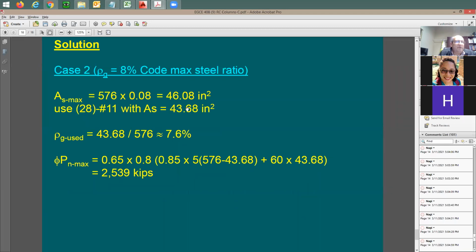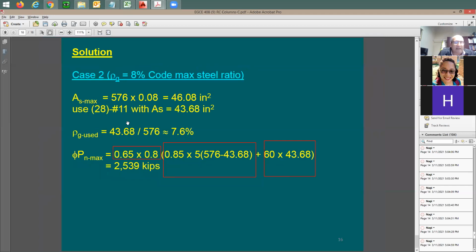Cross-section area is going to be 43. 8% is going to be 46. The actual rho sub g, which means vertical reinforcement ratio, is going to be about 7.6. This is the worst case. I cannot go beyond this. Now let me try my equation again. 0.65 and the 0.8, this is going to be the phi factor and the small eccentricity factor. This term here is for the concrete strength, and this term here is for the steel strength. Total of 2,540 kips. Now this is going to be the maximum value that you can get out of 24 by 24 when you put nearly 8%.